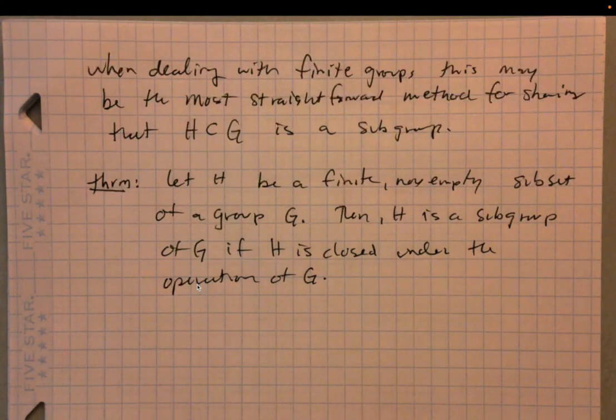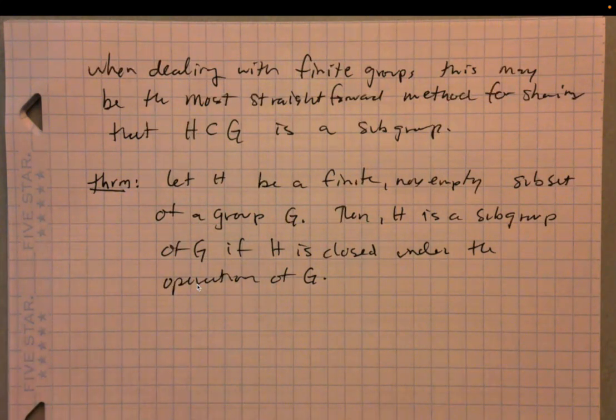Okay, so this is a good one, right? Basically, if we know that the group G is finite, has a finite order, then all we really have to do is show that H is closed, that there's closure, and that will automatically imply that H is a subgroup. This is usually the fastest and simplest way to prove that a subset is a subgroup if the subset happens to be finite. Or sorry, if the group happens to be finite.